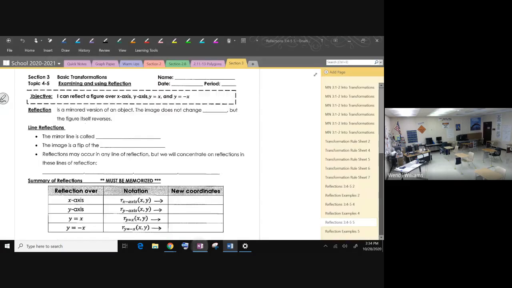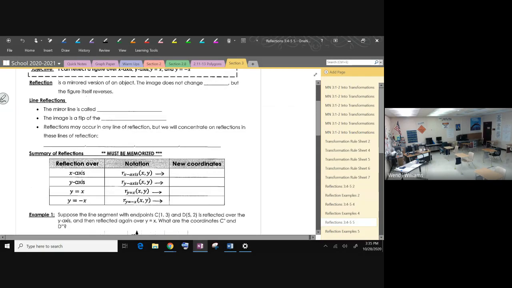Alrighty, so here we go. We spoke about reflections today. I went through how to read the reflection rules, so I wanted to give you the notes for them. Reflection is a mirrored version of an object. The image does not change size. It is rigid.